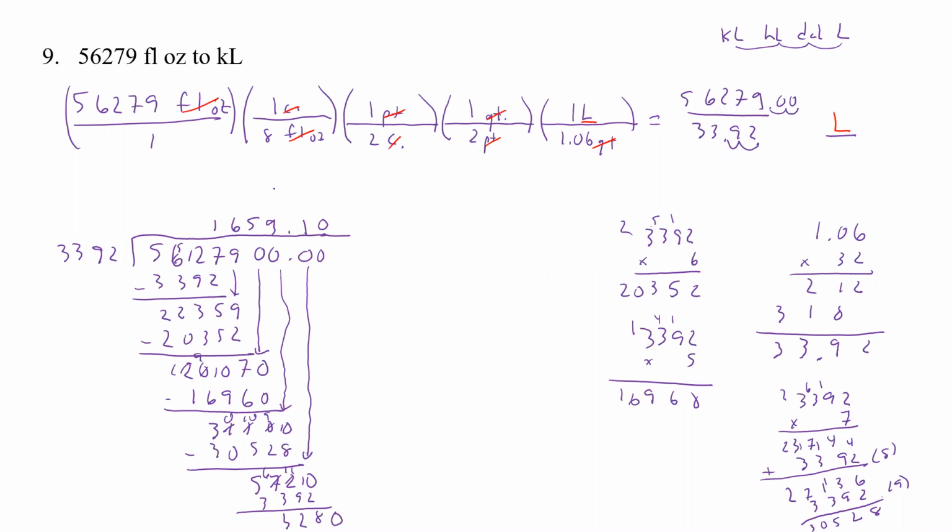And now, like I said, we have to move a decimal 1, 2, 3 spots to the left. So we start with 1659.10, 3 to the left, 1, 2, 3, and we get 1.6591 kiloliters, or if we round to the nearest tenth, 1.7 kiloliters. Okay, so either way, those are our two values, and if they wanted the tenth, that's what our rounded value is. All right, so let's go to the next one.